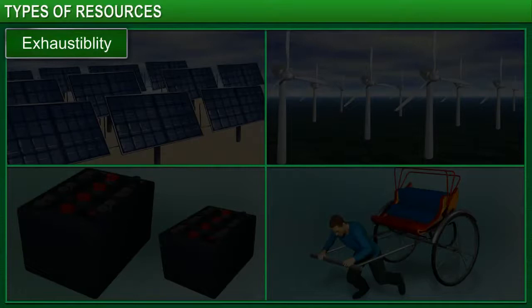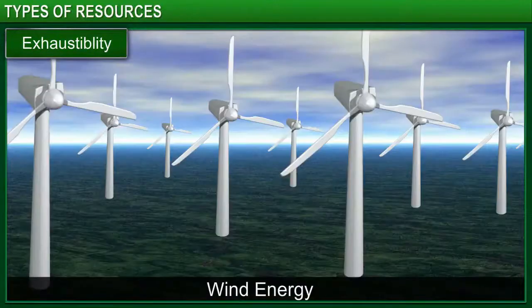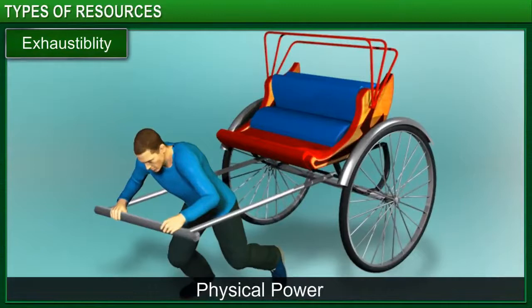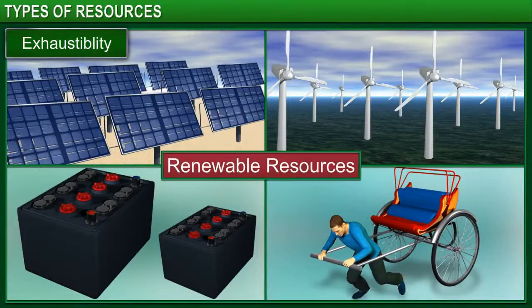Resources can also be classified based on whether they can be regenerated or lost forever once used. Resources like solar and wind energy, reversible chemical reactions and physical power, which can be regenerated once used, are called renewable resources.